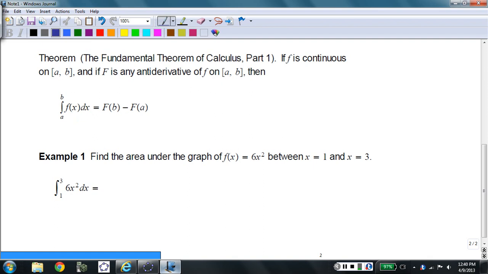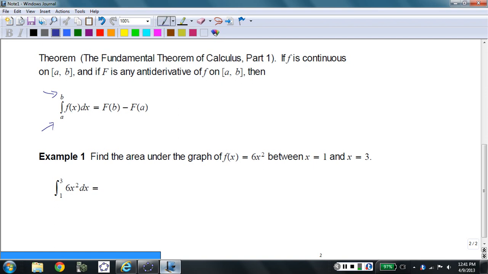It seems, to me at least, for the longest time until I saw a serious proof of this, almost too good to be true, almost too easy. Because to find the area of that total region, the net signed area, all we have to do is find an antiderivative, evaluate it at b, evaluate it at a, and subtract. Any antiderivative will do.